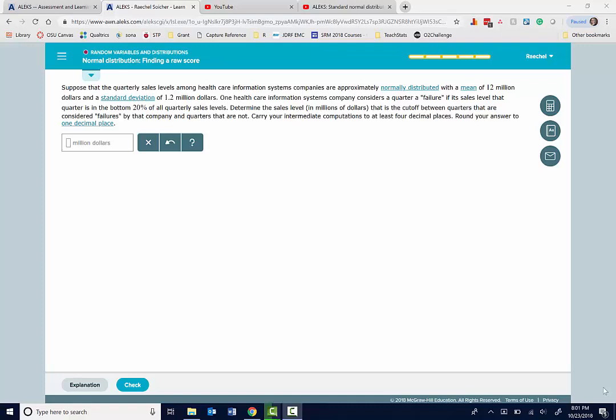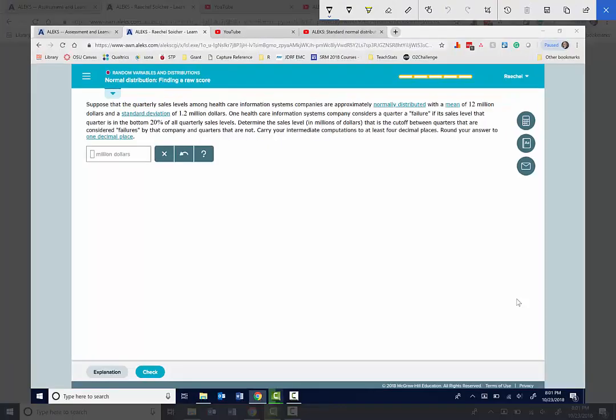Okay, so let's start on this question. It says, suppose quarterly sales levels among healthcare information systems companies are normally distributed with a mean of $12 million and a particular standard deviation. One healthcare information systems company considers a quarter a failure if its sales are in the bottom 20% of all quarterly sales levels. Determine the sales level, that's the cutoff, between the quarters that are considered failure and the quarters that are not.